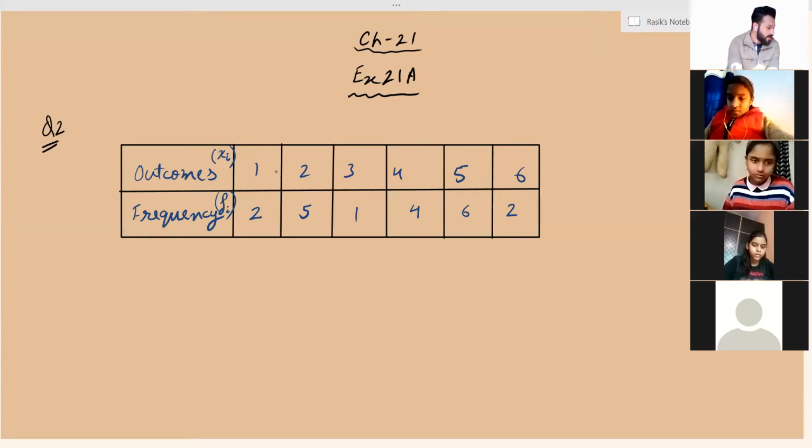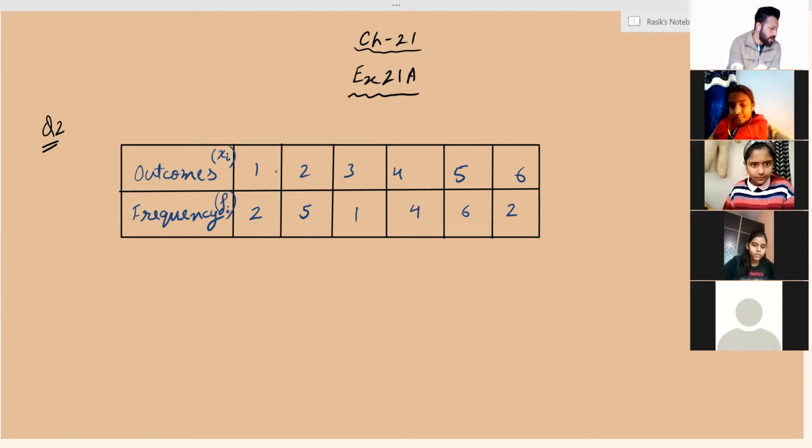Third one, arranging the numerical figures in ascending or descending order is called an array. What is an array? Arranging the data in the form of ascending or descending order is known as array.